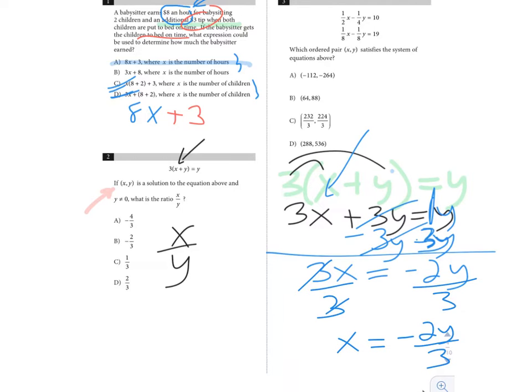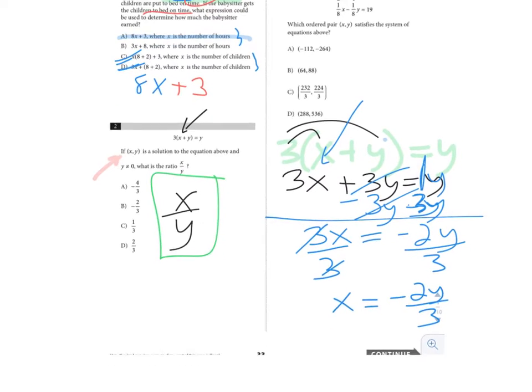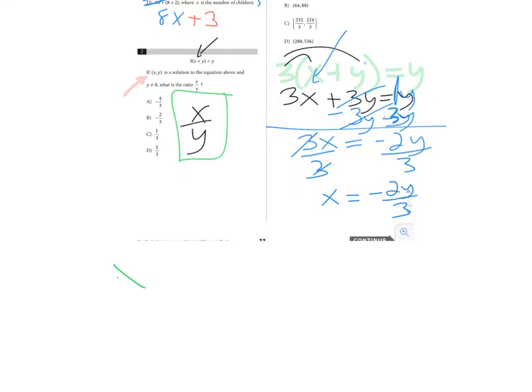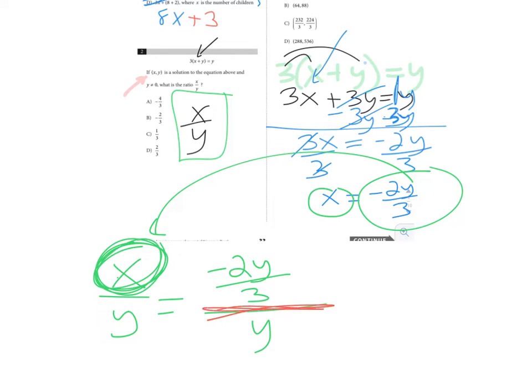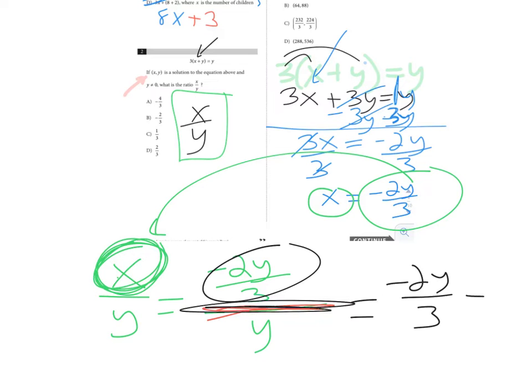Well, the question doesn't ask for x. The question asks: what does x over y equal? Well, since I know x is negative 2y over 3, I'll take out this x and put in negative 2y over 3. So I'm going to have x, which is negative 2y over 3, over y. Well, this is a fraction. It's the same as divided by. So this is negative 2y over 3, there's my numerator, and the fraction means divided by y.